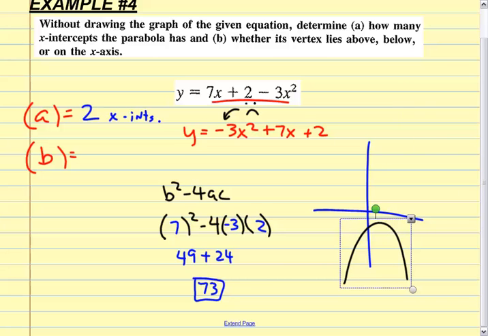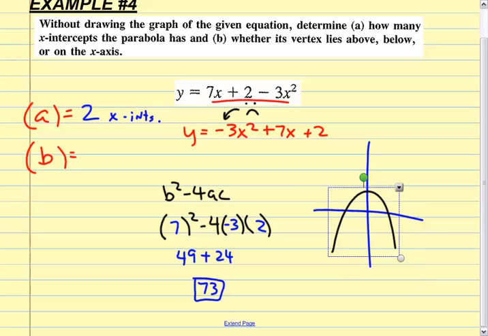No, it doesn't hit the x-axis at all now. Now it only hits it once. Now it hits it twice, okay, and the vertex is above the x-axis, all right? That's what we have to do to figure out where the vertex is, okay? Above for that one. All right, looking good. Let's look at the next one.